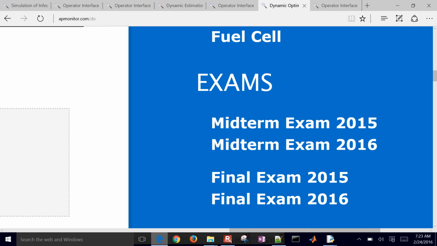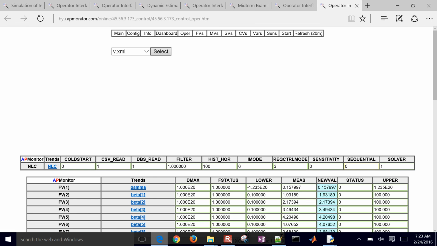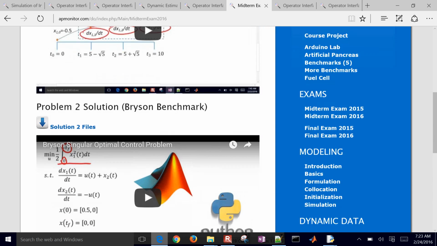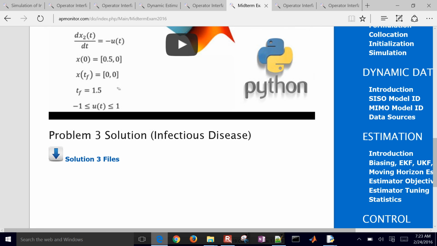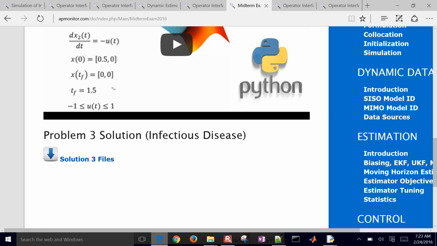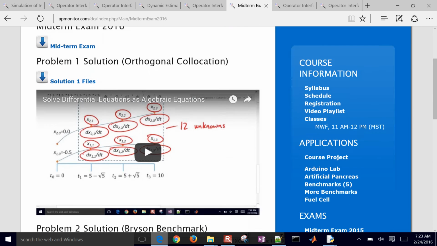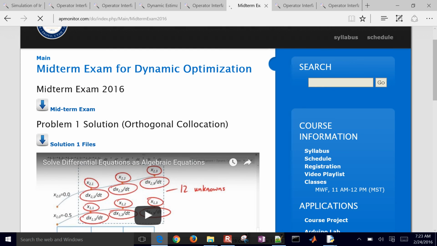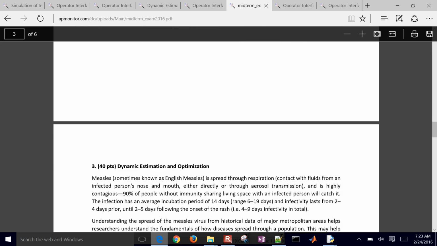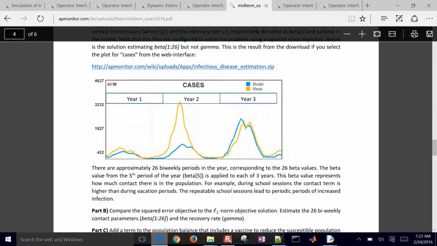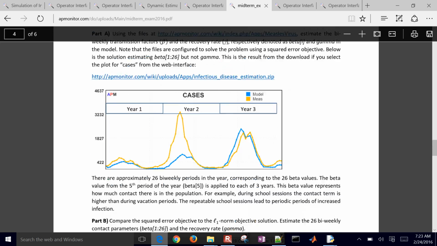But the midterm exam files are right here, and if you want to, you can download the solution files, also post this video right here. All the files that we're working with here are under problem 3 solution for infectious disease. You can also see the exam is right here, midterm exam, and if you just scroll down, this is problem 3 that we're currently working on right here.